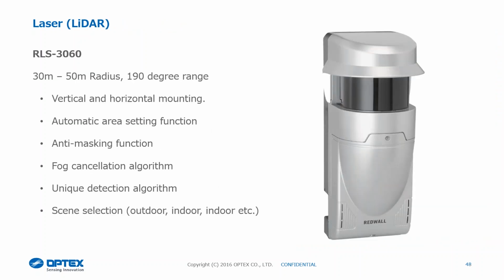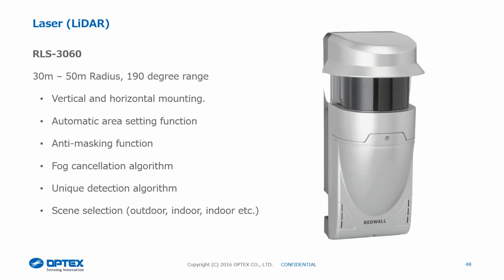So this is the 3060. With this unit, it gives you 30 meter radius at 190 degrees, but we also have the option to extend the range and go to a 50 meter radius. We can give vertical or horizontal detection with this, or we can give it any angle between the 2. You've got automatic area set, so when you set the unit up, you ask it to do an area learn, and then it'll scan the area that it can see, and set that up as its predefined boundary, which you can then adjust as required.